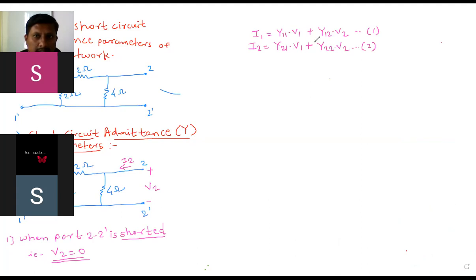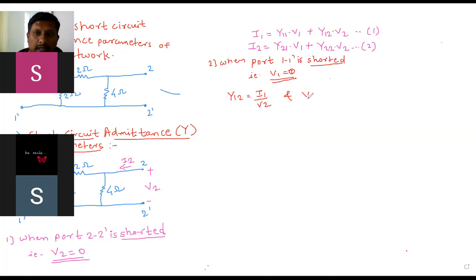Now here, second, I will take the second point. When port 1 dash is shorted, that is V1 is equal to 0. So in this case, Y12 is equal to I1 upon V2 and Y22 is equal to I2 upon V2.